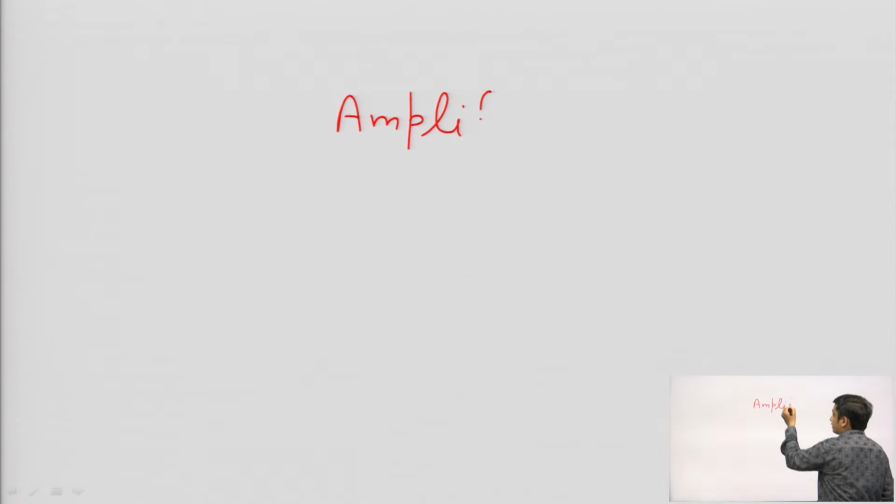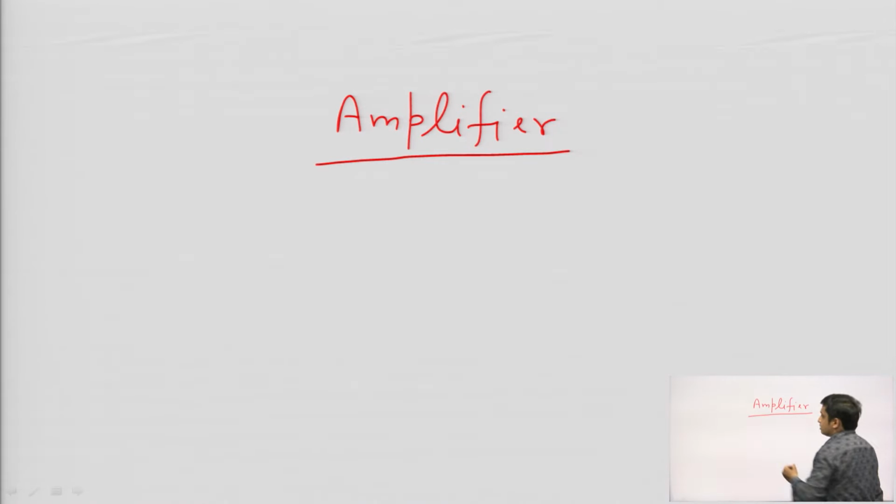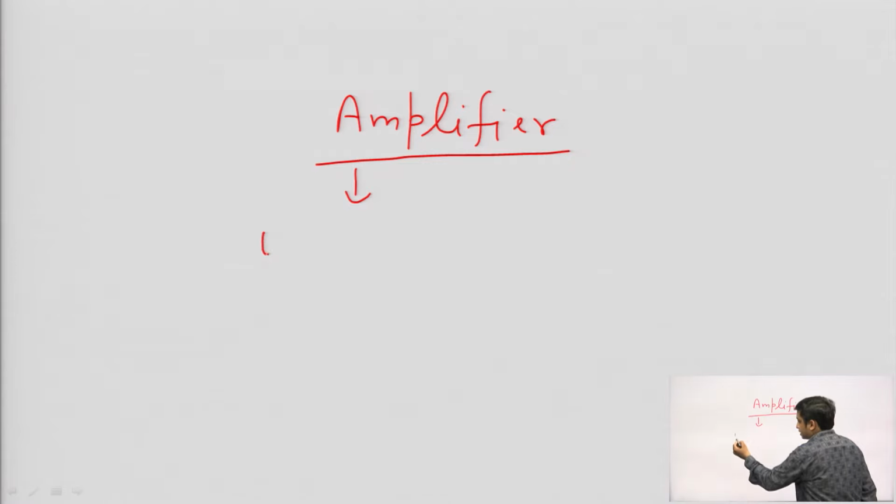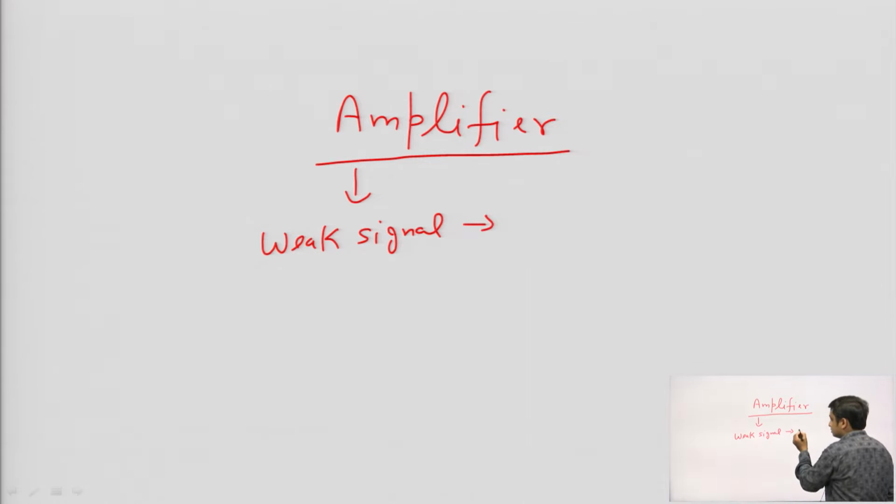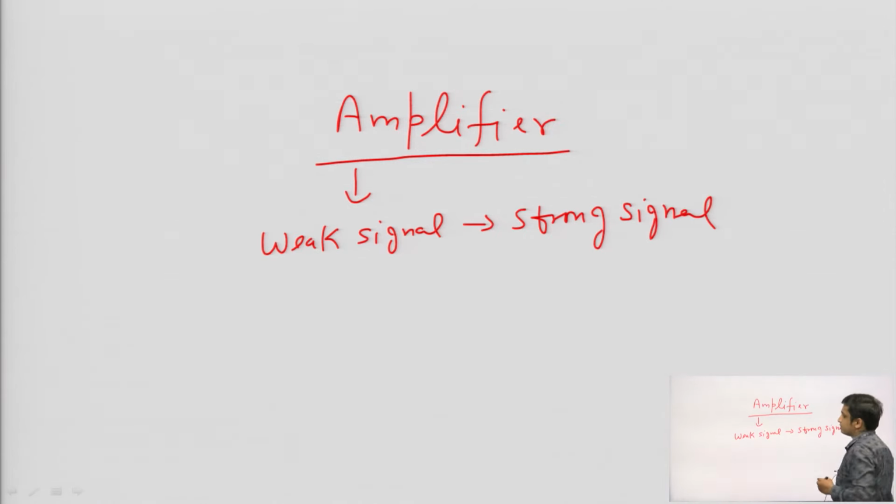Now, coming to the next topic, that is the amplifier. The amplifier is a very popular, very crucial, very important element of analog circuits. As the name suggests, it amplifies the signal. The function of the amplifier is that it converts a weak signal into a strong signal.